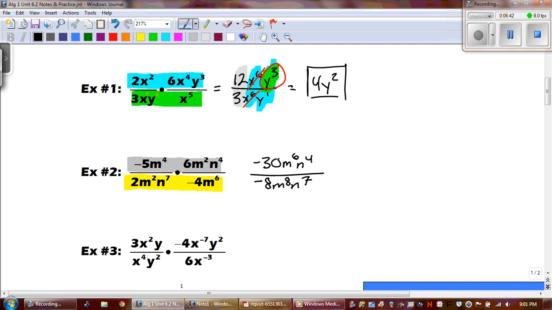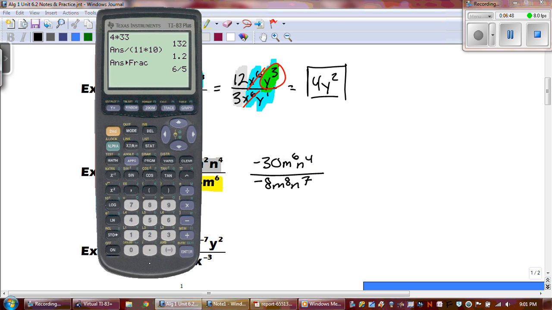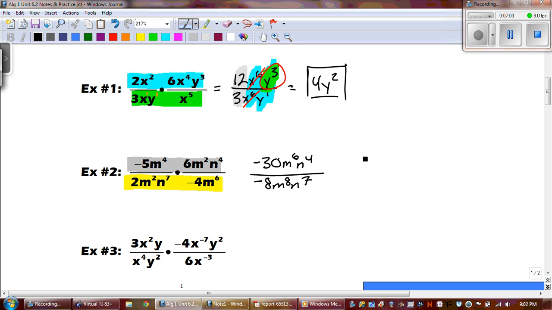Okay? And now let's go ahead and reduce. Now remember, you can use your fractions or your calculator to help you reduce. Say you have negative 30 divided by negative 8. Well, my calculator gives me a decimal, and I don't want a decimal. So I divide it out, and I get 15 over 4. So 15 is my numerator, 4 is my denominator. Let's look who wins with the m's, the top or the bottom?